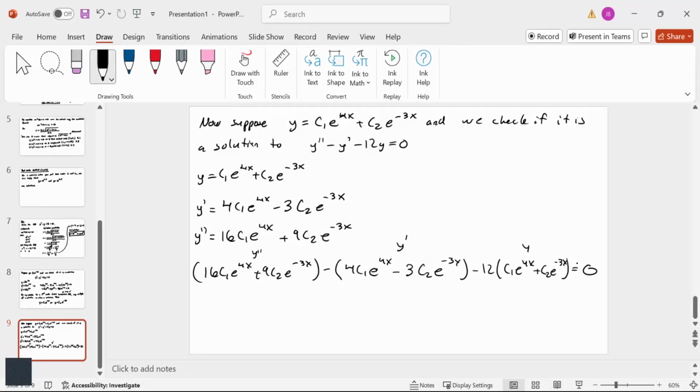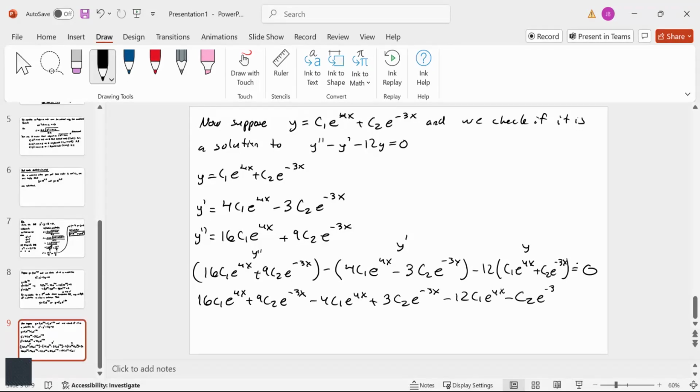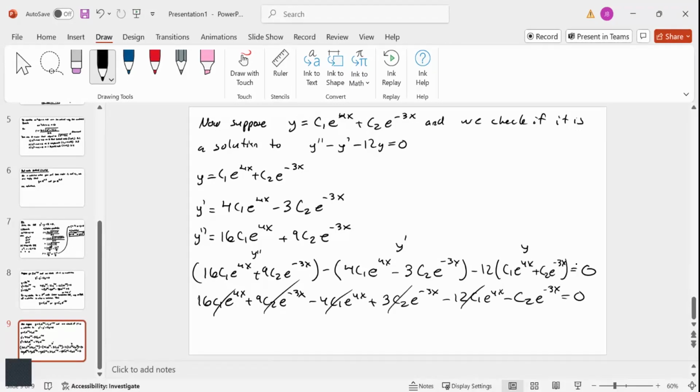So that's y prime, and that's y. Well, if we distribute everything, right? 16c1, and then minus 4c1 e to the 4x plus 3c2 e to the negative 3x minus 12c1 e to the 4x minus c2 e to the negative 3x equals 0. 16 minus 4 is 12, minus 12 is 0. 9 plus 3 is 12. Oops, I forgot to distribute the 12 there. Minus 12 is 0. There we go. So we get 0 equals 0.